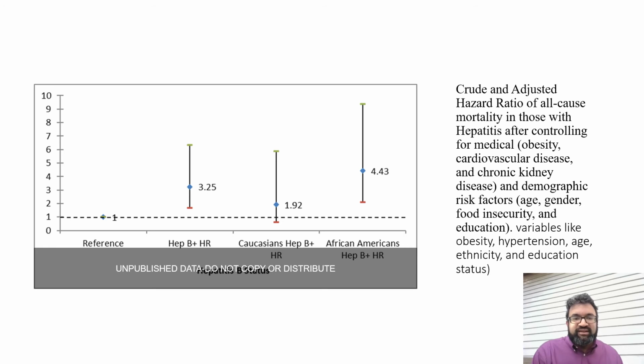This is an important slide because, if you start from the left, is the reference category. And then if you look at those that are positive for hepatitis B, if through chronic infection they have a 3.25 times higher likelihood of mortality than those that do not have hepatitis B. However, when this is stratified by ethnicity, then we see that among African Americans, there is not only a higher mortality, but there is a statistically significant higher mortality. So as it turns out, there is 4.43 times higher mortality among African Americans if they had hepatitis B versus if they did not have hepatitis B. These relationships do not persist among Caucasians.